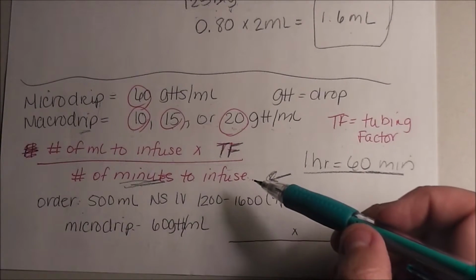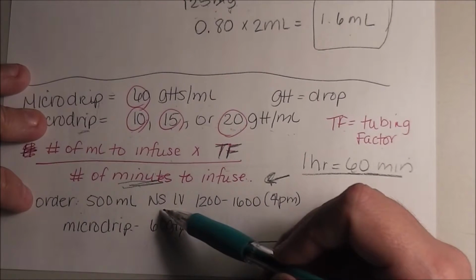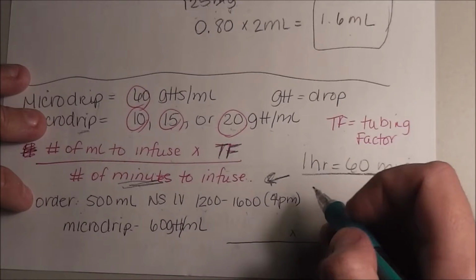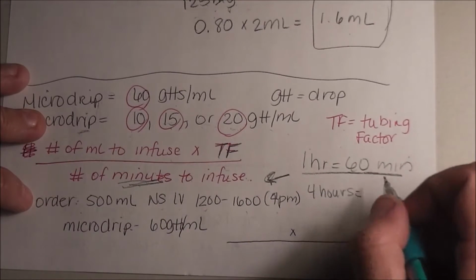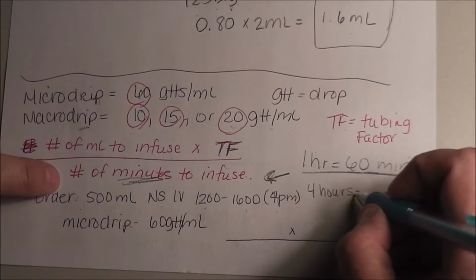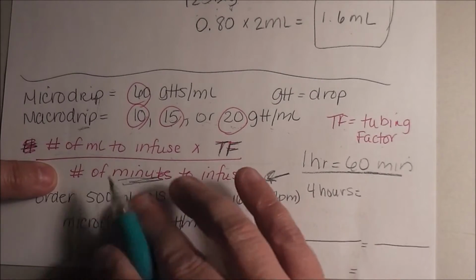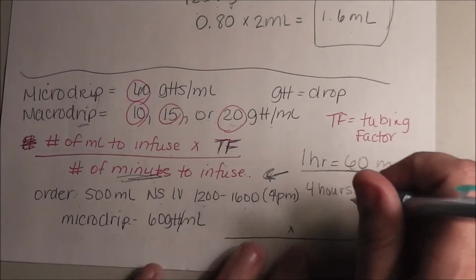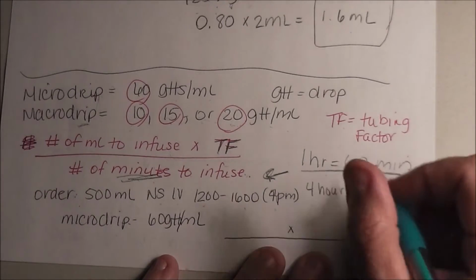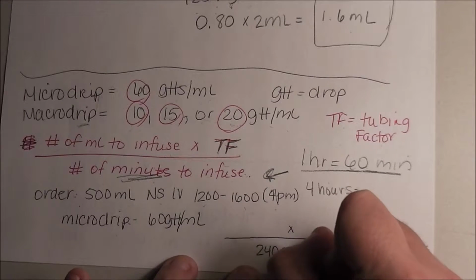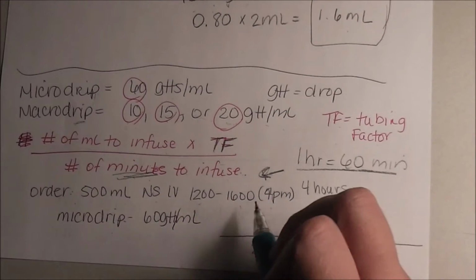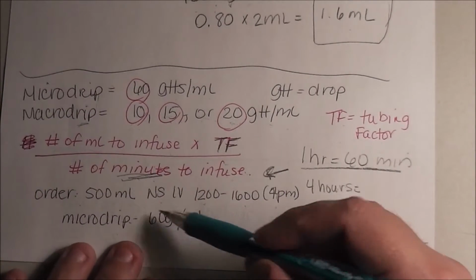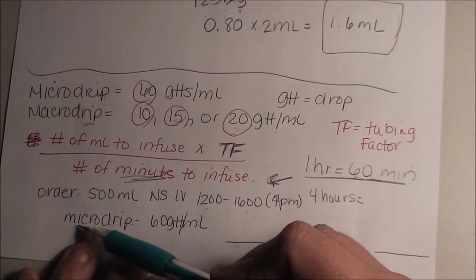So let's go to your order. You've got 500 milliliters of normal saline IV over 4 hours, from 12 to 1600, which is 4 p.m., which gives you 4 hours. Okay, and what do we need to do to convert this? We need to convert these 4 hours to minutes. That goes on the bottom. I always do this first because then I don't have to look at it anymore, and I know that's converted. So you multiply your 4 times 60, and that gives you 240 minutes. So 240 minutes is 4 hours because you're giving it from 12 to 4 over those 4 hours. Okay, let's do a micro drip. Remember, micro drip, think of it as a small drop.